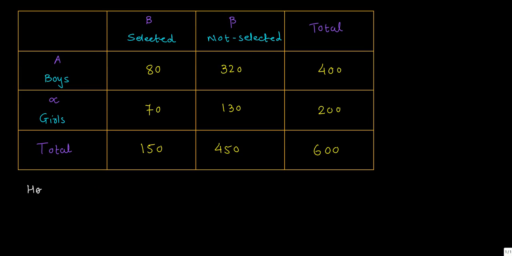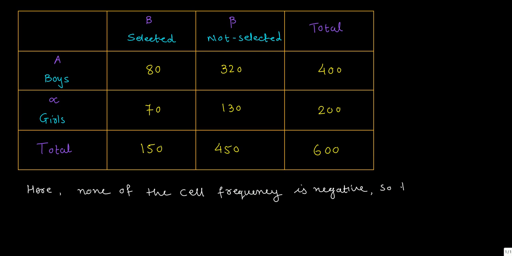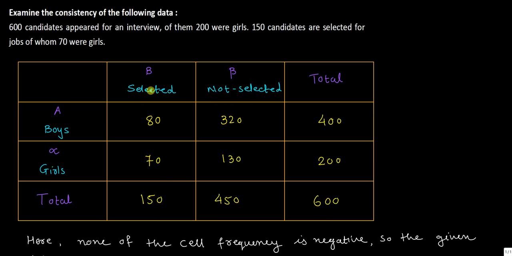None of the cell frequencies is negative, so the given data is consistent.